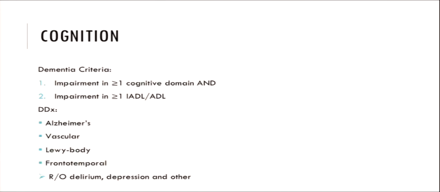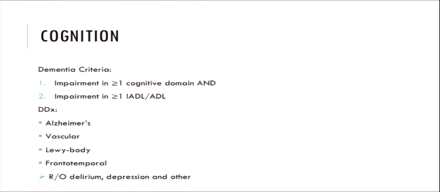And dementia actually has a very simple diagnostic criteria: impairment in one or more cognitive domains, and they also have to have impairment in their function. So usually that's at least one ADL or IADL, right? That's the dementia criteria. And then the differential diagnosis is those four big ones that you have to think about because they're the most common.